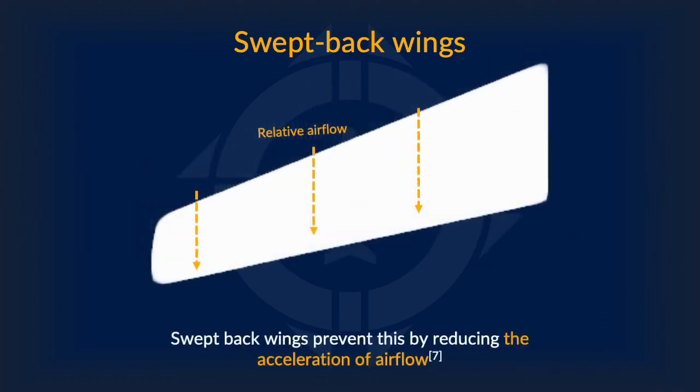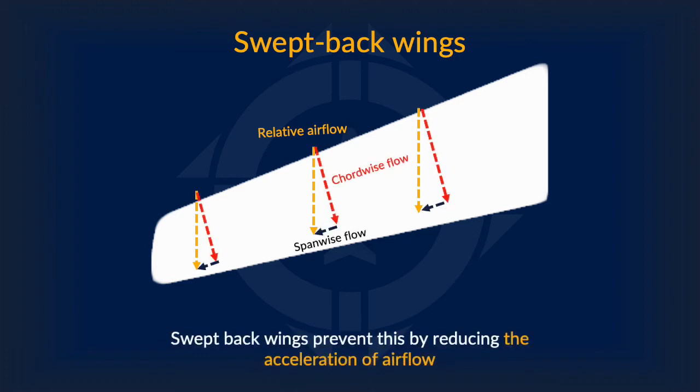So, how do swept-back wings prevent this? Well, it simply reduces the acceleration of airflow. Due to the angle of the wing, the relative airflow is split into two parts, chordwise and spanwise. Spanwise is simply wind that goes along the edge of the wing, while chordwise is perpendicular to that, like the vertical and horizontal components of any force vector.